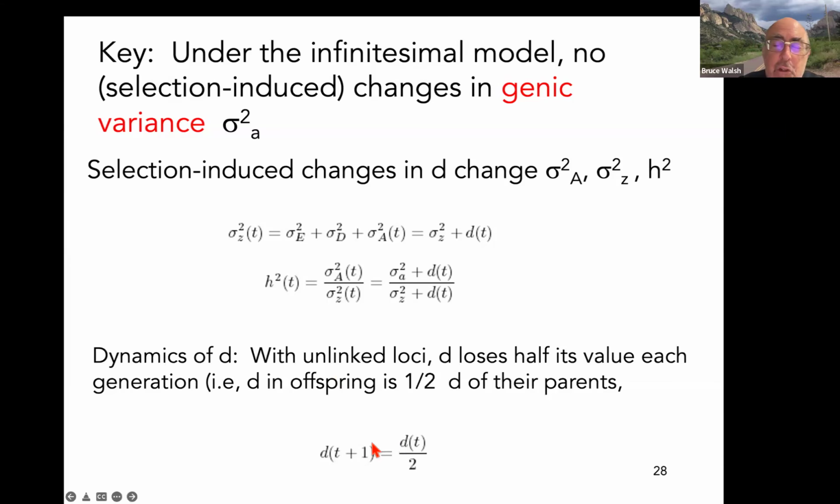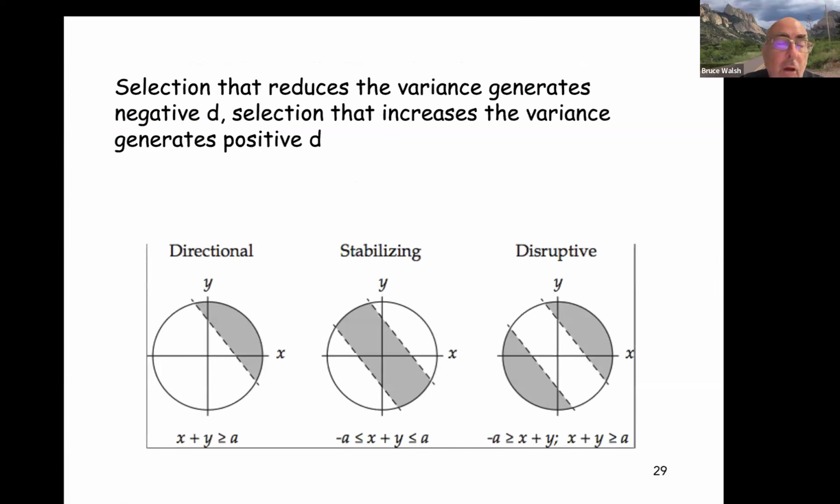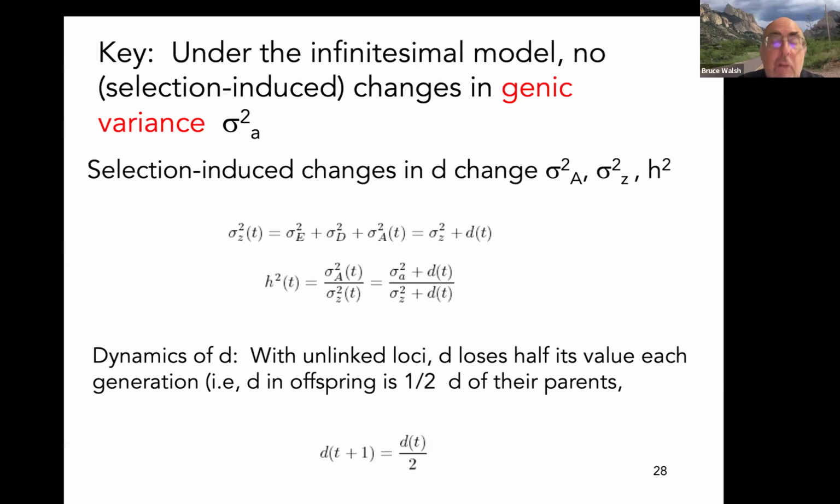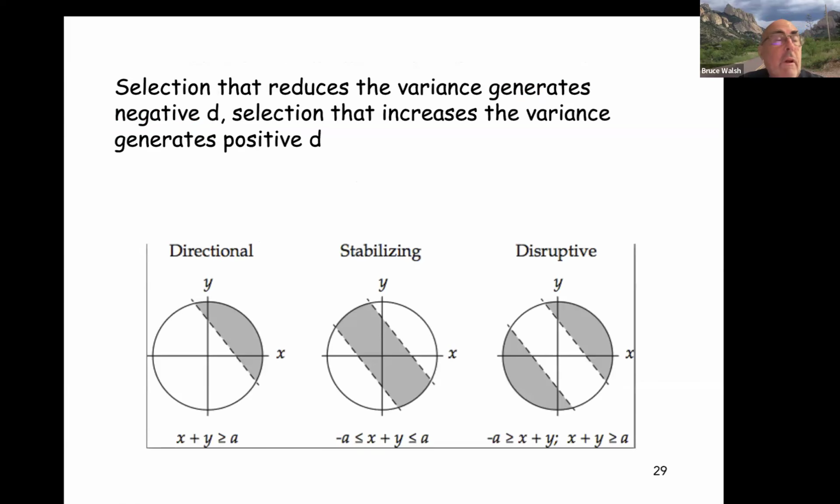Number one, each generation, the initial D value that's passed on is cut in half. Why? We assume these are unlinked loci. So when you stop selection, disequilibrium declines by a half each generation. However, selection generates disequilibrium. So what type of D is generated by selection?